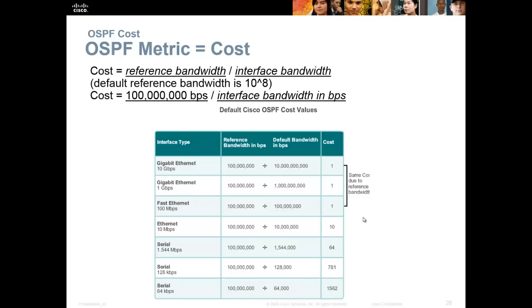So what it does is, it takes 100 million divided by whatever the bandwidth is in bits per second, and it generates the cost. So a T1 would have a cost of 64. Cat3 would have a cost of 10. Fast Ethernet Cat5 would have a cost of 1. But the problem was when OSPF was first created, 100 megabits was super fast. That was like the fastest, crazy, amazing cable you could get. Well, then later on they came out with gigabit, and then later on they came out with 10 gigabit. So it couldn't compensate for the differences in speed based on its formula.